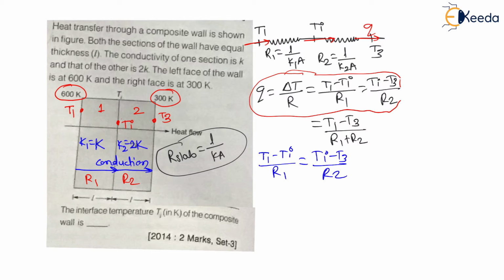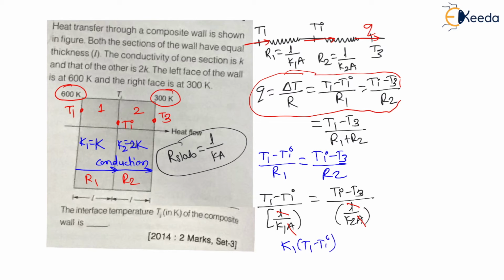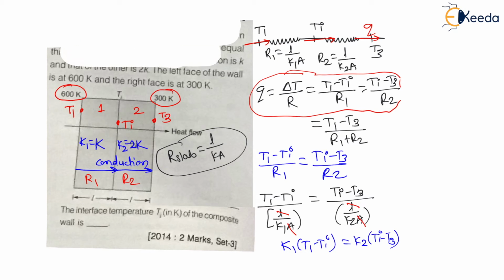Let us put the values. T1 minus Ti divided by R1, which is L divided by K1A, is equal to Ti minus T3 divided by R2, which is L divided by K2A. As the length or thickness of both slabs is the same, it will get cancelled, and the area will also get cancelled because the area is also the same. Therefore we get the expression K1 into T1 minus Ti is equal to K2 into Ti minus T3. This should be our final equation. So let us solve this equation. All the values are already provided in the question, so let us put these values.